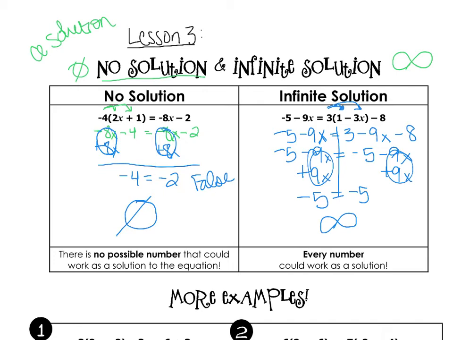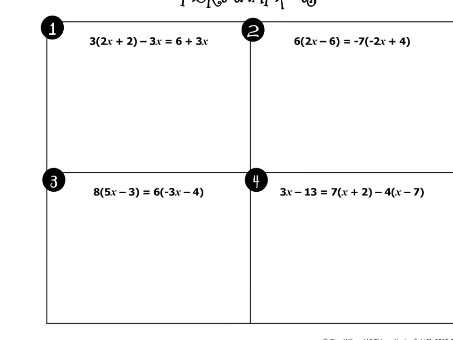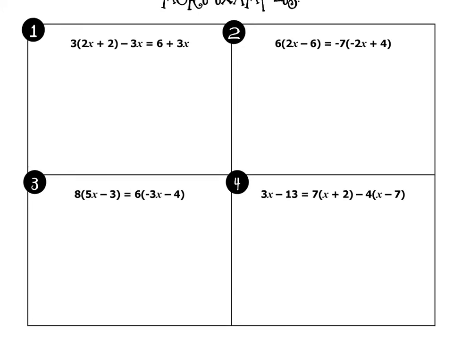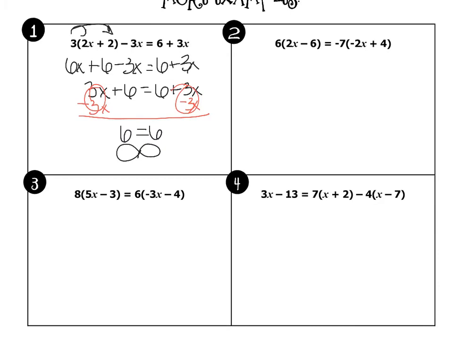Let's look at these 4 examples down here and see what we come up with. I want you to pause the video and try number 1 on your own. Alright, for number 1, you should start off by distributing the 3 to both terms inside of the parentheses. You'll get 6x plus 6. Then you have this minus 3x equals 6 plus 3x.